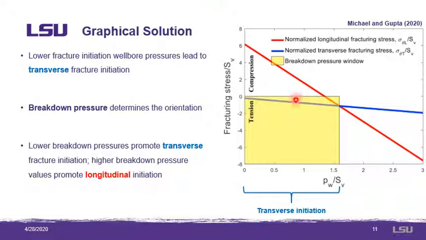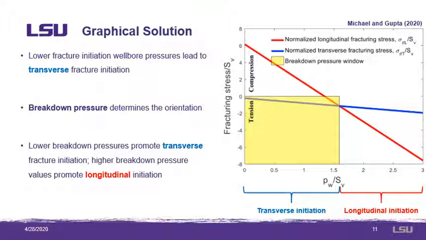If, however, the breakdown pressure is higher outside this region, longitudinal fracture initiation will be created because the longitudinal fracturing stress is more tensile. This breakdown pressure window constraint is very important because there are parameters controlled by the practitioner on the surface that can influence the magnitude of the breakdown pressure downhole.